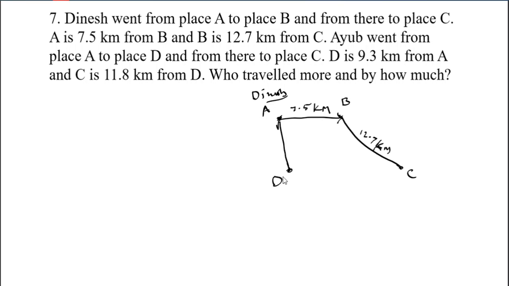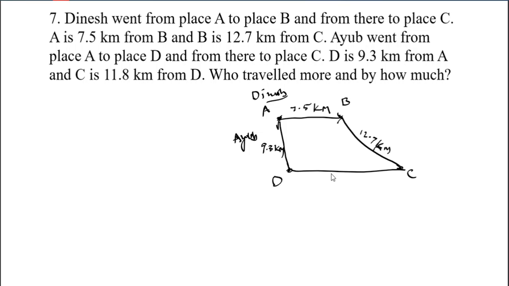And from D to C. So Ayub went from C. So this is Ayub. Where is Ayub? Here the distance D is 9.3 kilometers from A, and C is 11.8 kilometers from D.